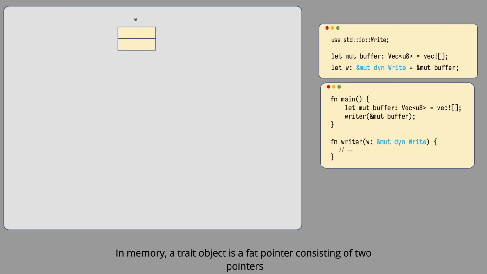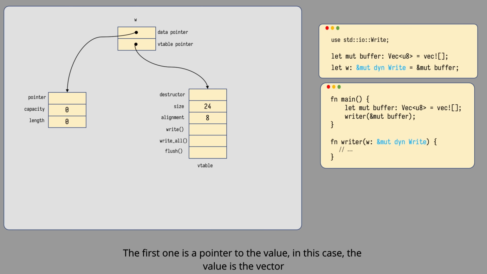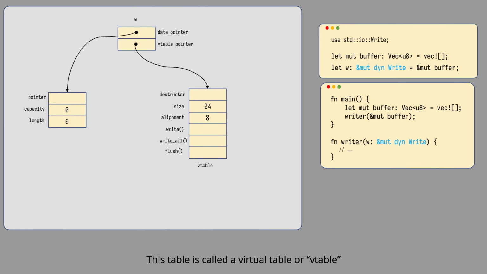In memory, a trait object is a fat pointer consisting of two pointers. Each trait object, therefore, takes up two machine words. The first one is a pointer to the value. In this case, the value is the vector. The second part is a pointer to the table representing that value's type. This table is called a virtual table, or vtable.